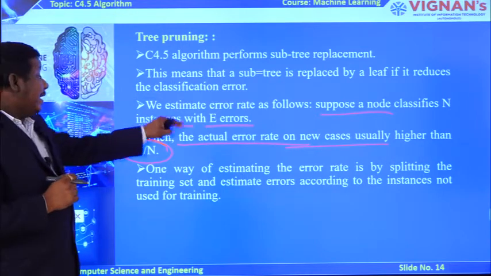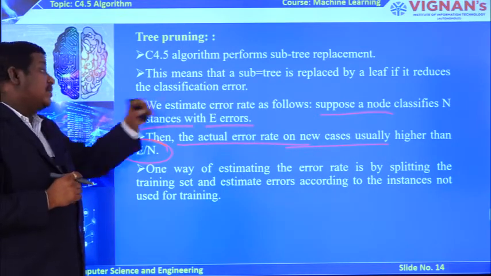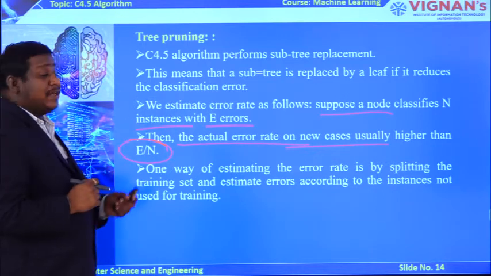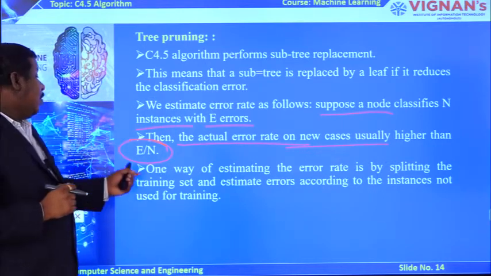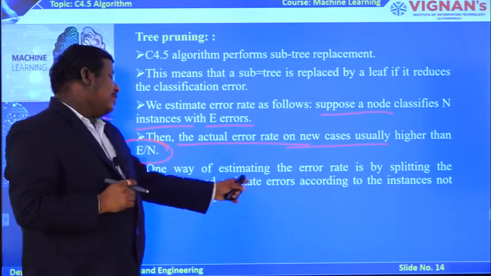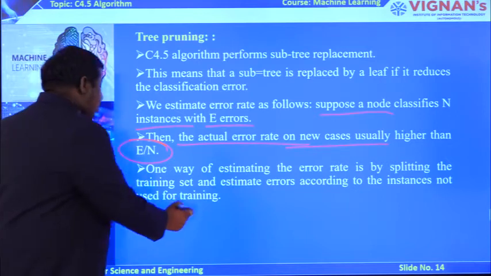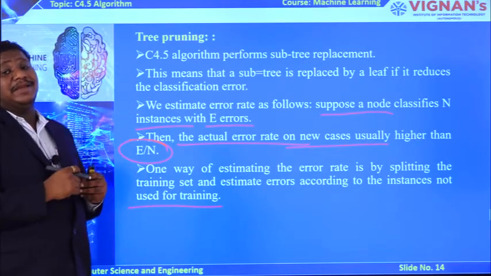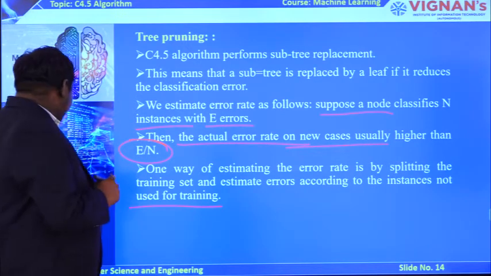That means e, the number of errors, divided by n, the number of instances classified. One way of estimating the error is by splitting the training set and estimating errors according to the instances not used for training. This is another way of estimating the errors from the data set.